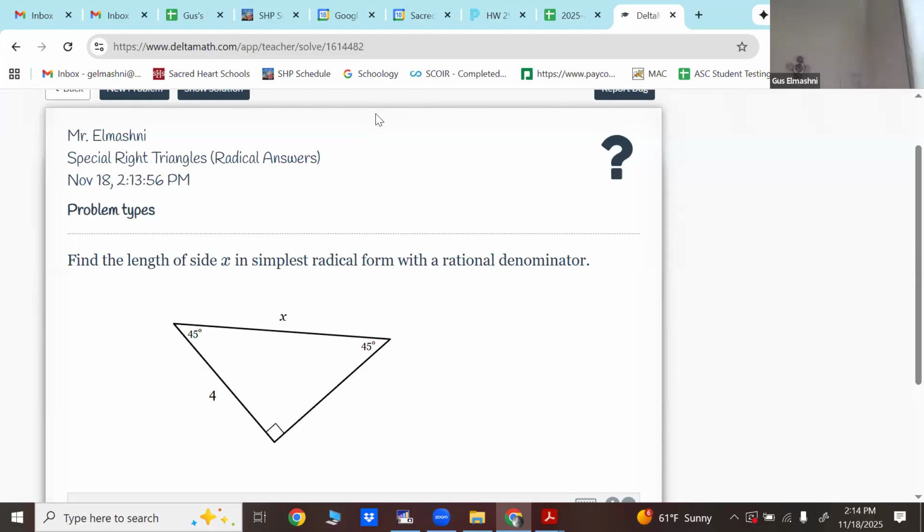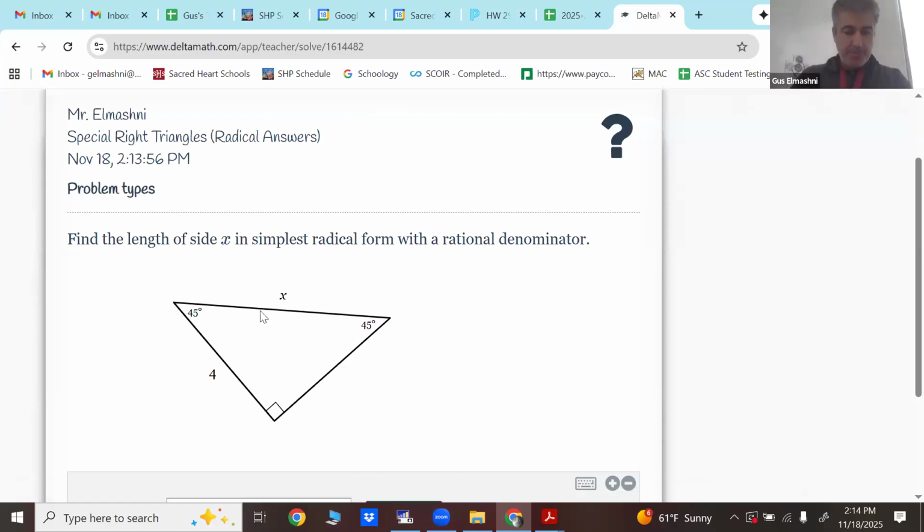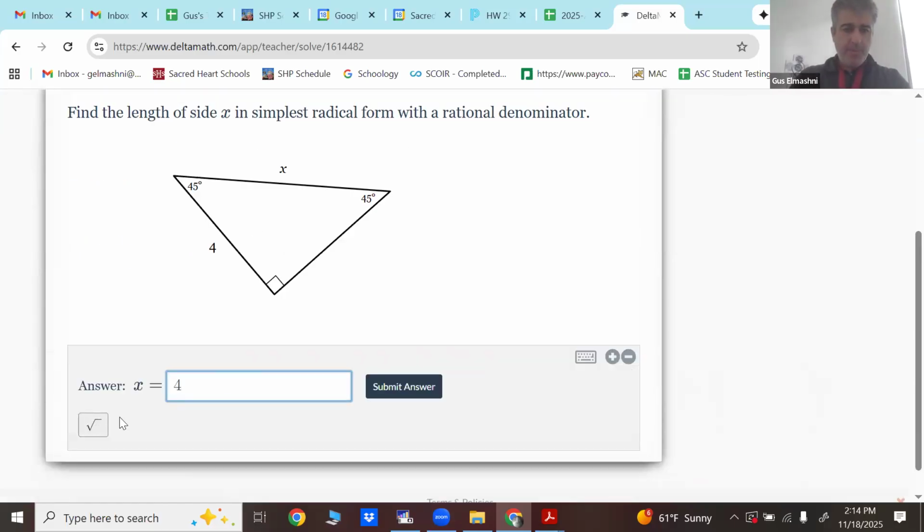Everyone's got different questions. It's randomly generated, but it's the same category. Okay, so 45, 45, 90. That's 4. This is opposite the same angle, so this is also going to be 4. So if that's 4 and 4, if I use the ratios, you don't have to do any SOHCAHTOA stuff. 4 root 2.